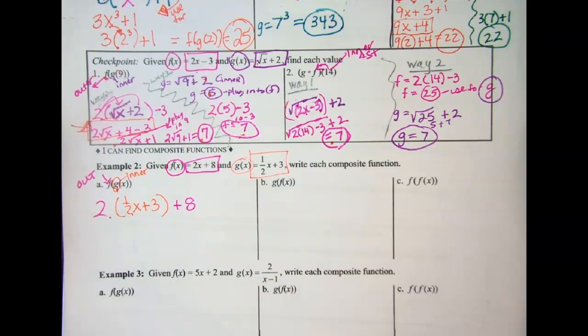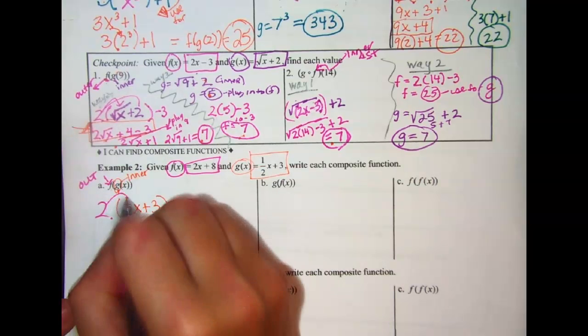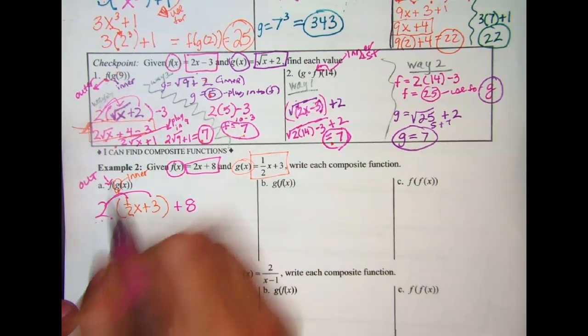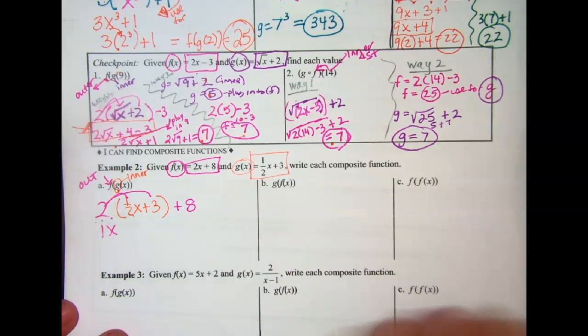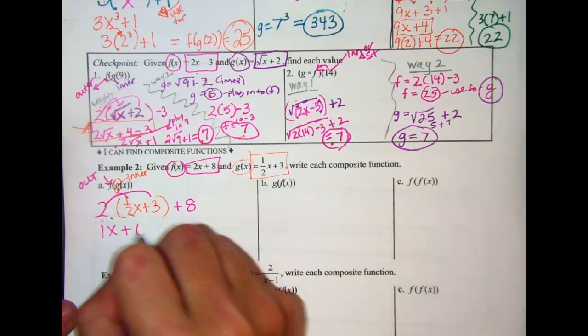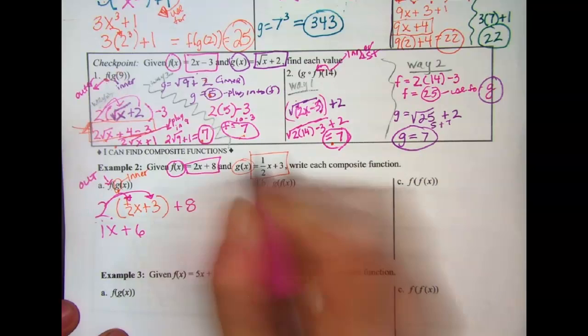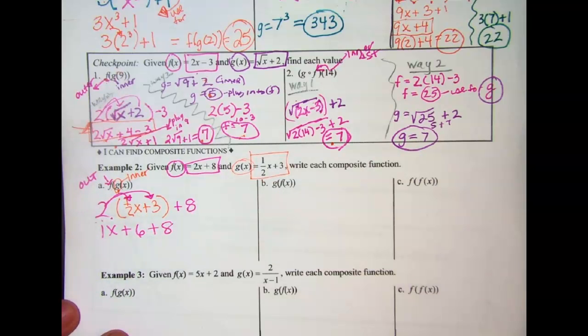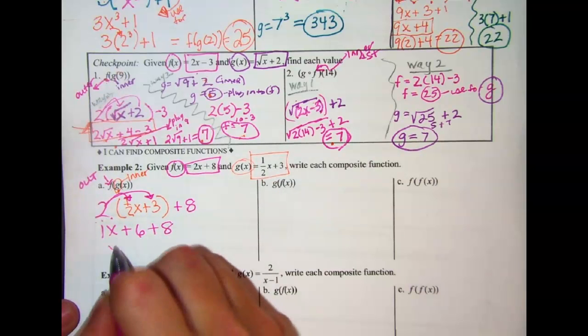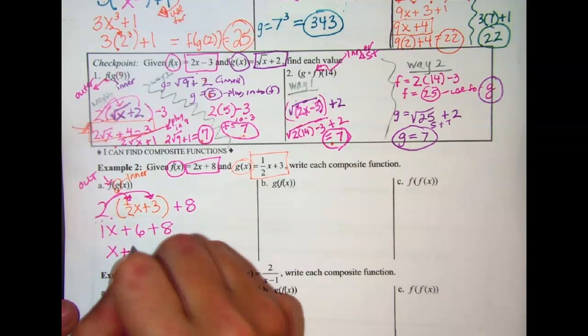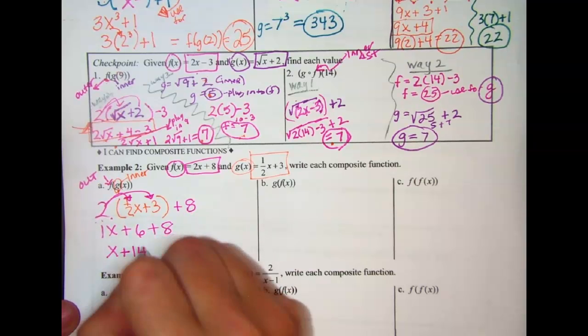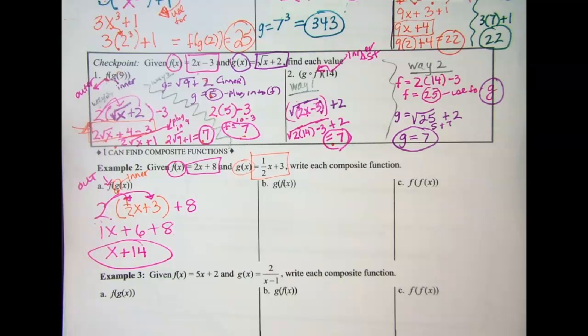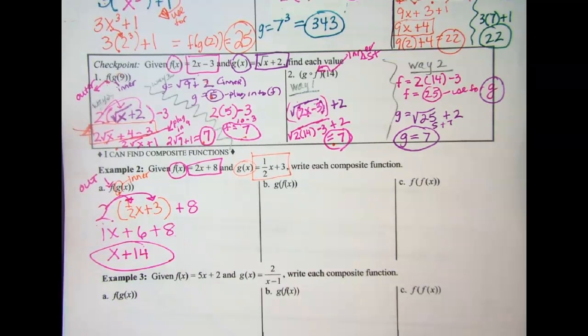Okay, so now we just simplify. I'm going to do distributive property. So that becomes 1x, or just x, plus 6. We're timesing by both. And then that plus 8 is out on the end. Again, just write x, and then plus 14. And we are done. So that was a little bit easier when there's no number.